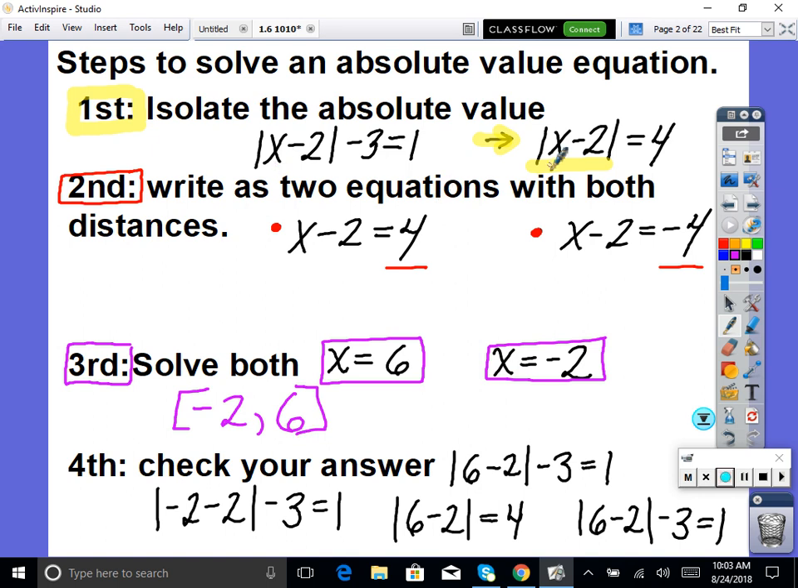Look, 6 minus 2 is 4. The absolute value of 4 is 4. 4 minus 3 is 1. And then we plug in 6 here. 6 minus 2 is 4. The absolute value is 4. And it would also work with -2. Yes.